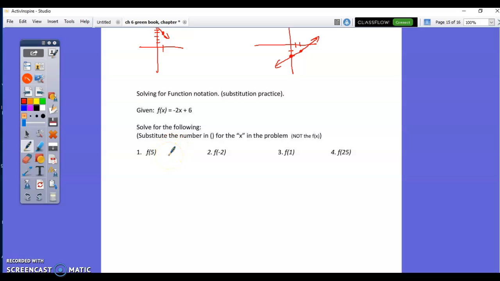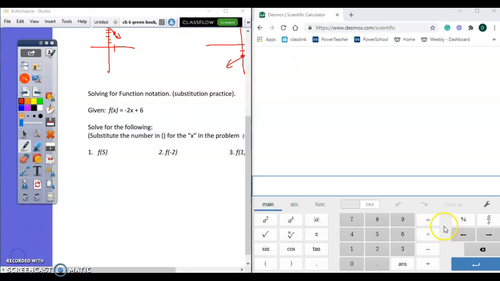So for problems like this, we can approach it the same way with our calculator. So if we bring our calculator up and we type in this information, so we have negative 2, and then what we're going to substitute in, plus 6. So our substitution for f of 5 would be negative 2, parentheses, 5, plus 6. We put that in here, and we see that it gives us negative 4.